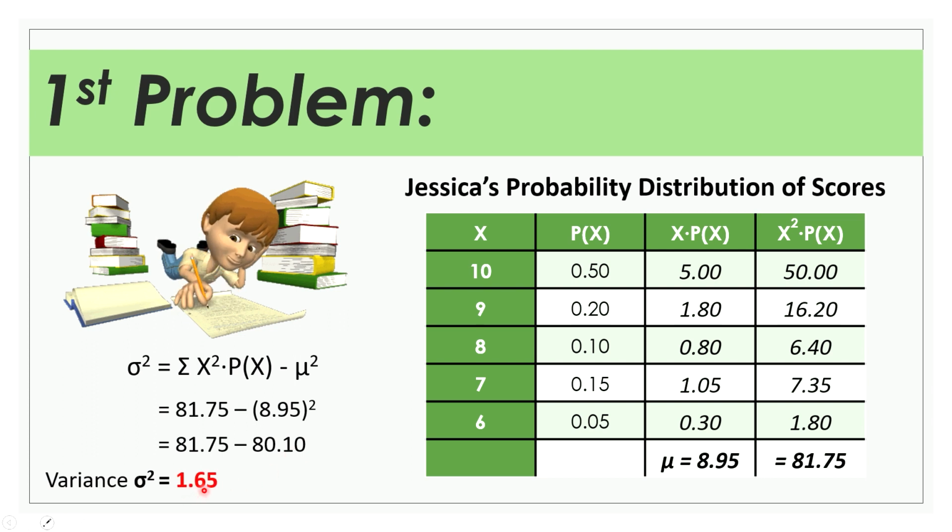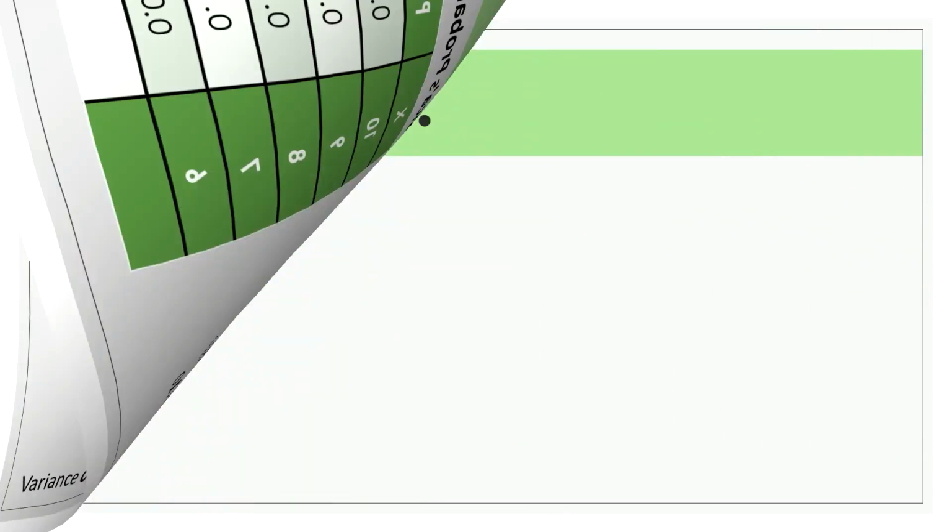So therefore, Jessica's mean score is 8.95 while the variance is 1.65. So na-solve na natin yung kay Jessica. So this is the solution for Jessica's probability distribution of scores. Okay, let's proceed to Mark.